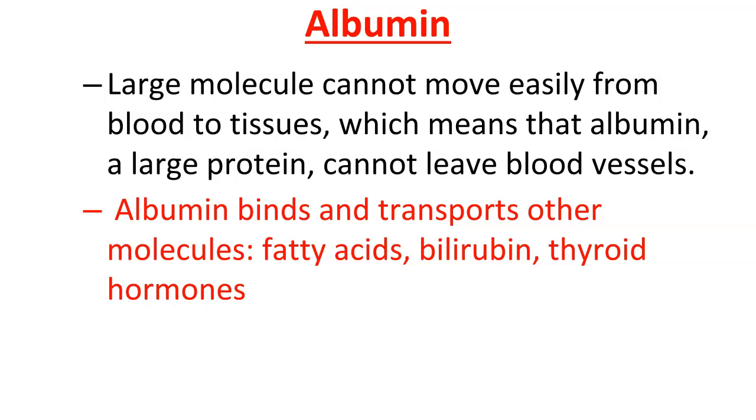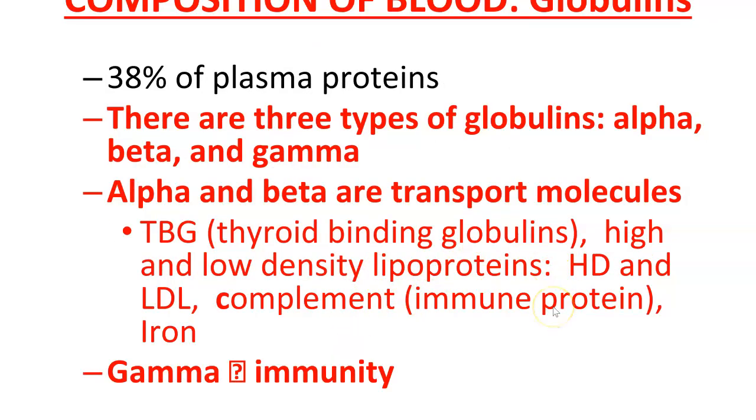Another function of albumin, which is almost an accidental function, is that albumin is a very large protein. Because of its size, oftentimes other components like fatty acids, bilirubin, and hormones may attach to it. So that is a second function that sometimes we see in albumin. The third most abundant protein in plasma are globulins. Globulins can come in 3 types: alpha globulin, beta globulin, and gamma globulin.